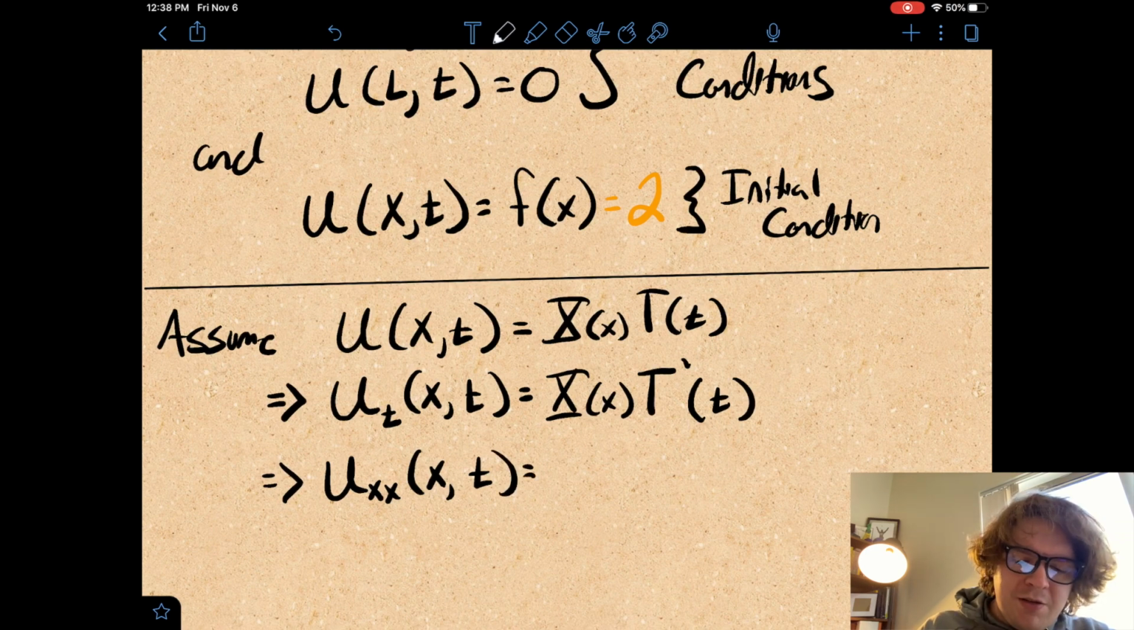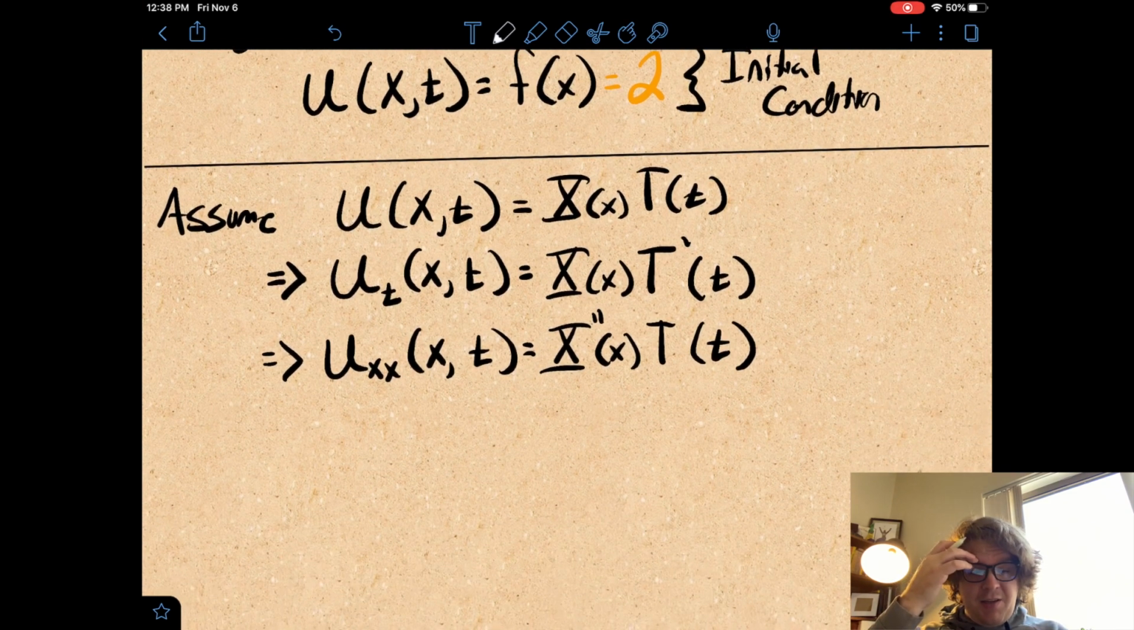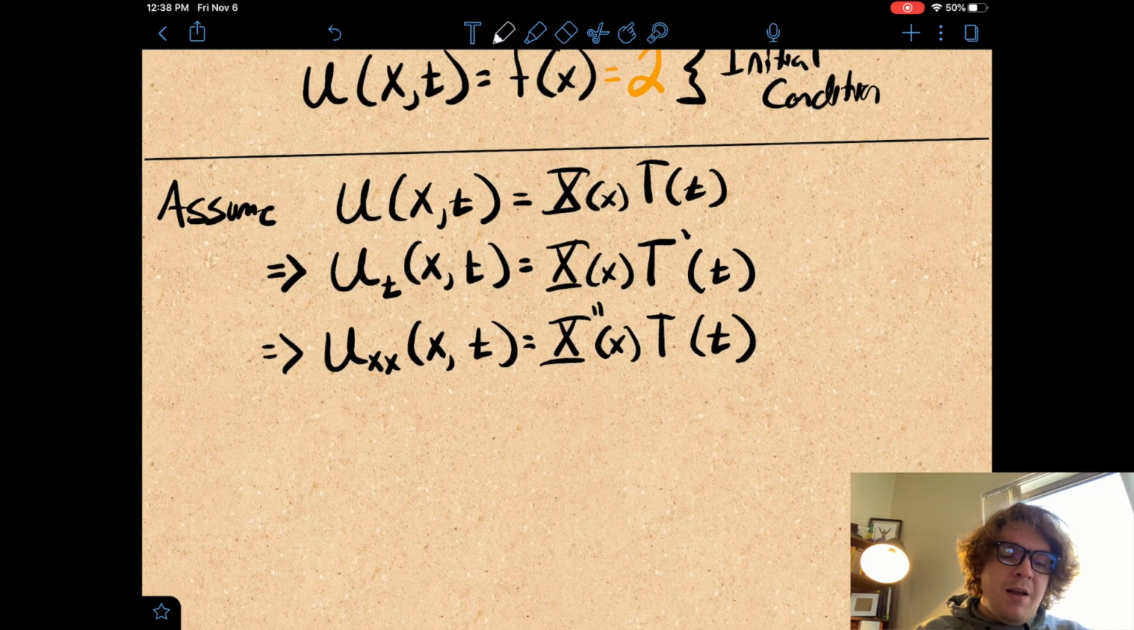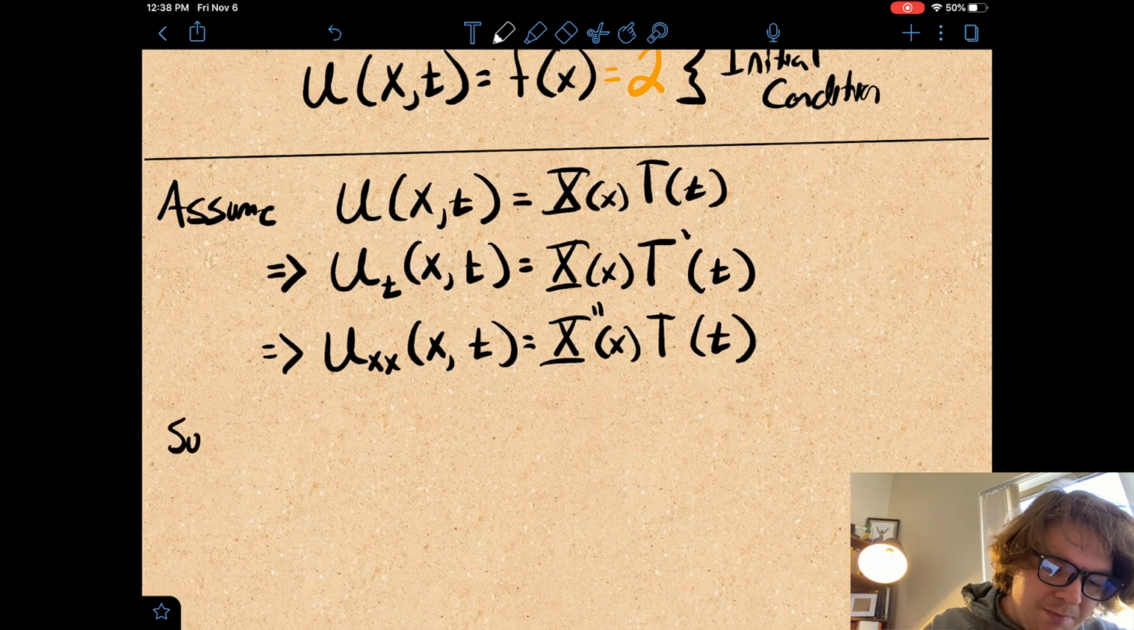Here, it will take two partial derivatives of X with respect to x, but since X is only a function of x, those will be the same thing as if we were to just take two ordinary derivatives of X. And then here, T is being treated like a constant, so capital T of t is acting just like a constant. Right? Now we can substitute these back into the heat equation.